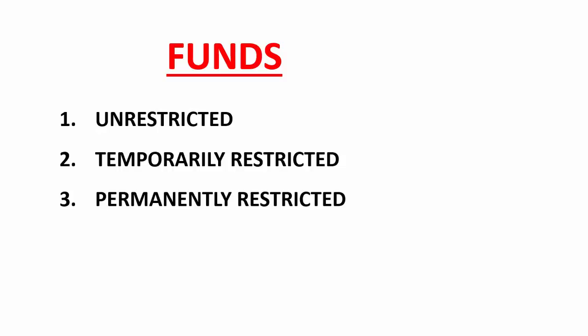While the unrestricted fund is the fund that church can use to run the ministry, maybe organizing crusades or paying salaries or whatever need may arise. The unrestricted fund can actually be used for those purposes. But as for the temporary restricted and the permanently restricted, as the name implies, they are restricted.